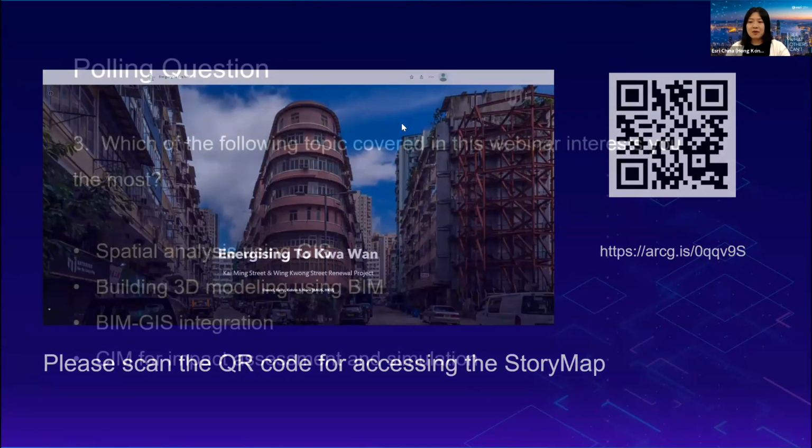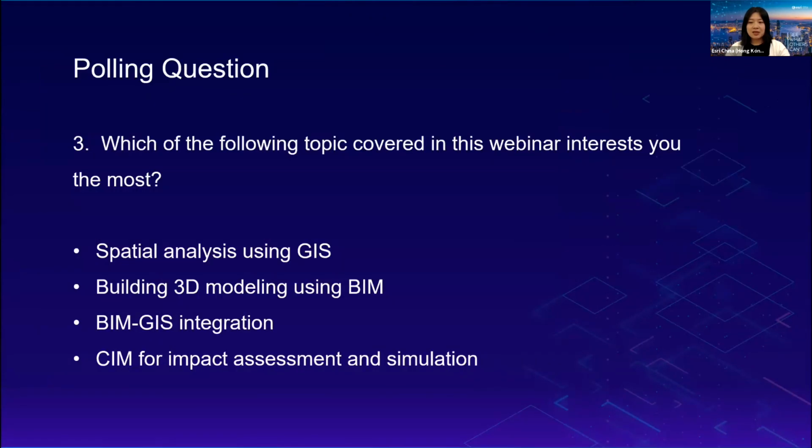So here comes our third polling question. Which of the following topics covered in this webinar interests you the most? So let's have 10 seconds. We have spatial analysis using GIS, building 3D modeling using BIM, BIM-GIS integration, CIM for impact assessment and simulation. Okay, let's see the answer. Okay, we got it. So most of you answered BIM-GIS integration, which is great. That's the theme of our webinar today.